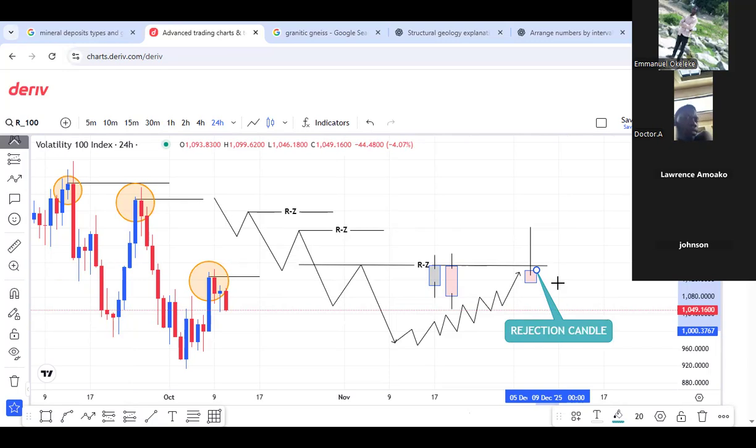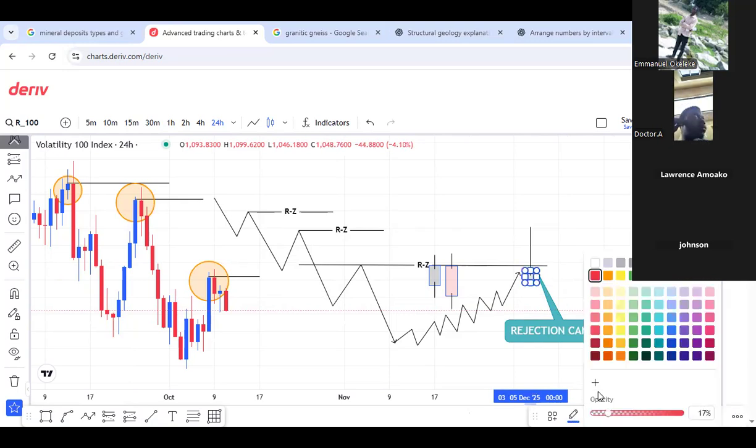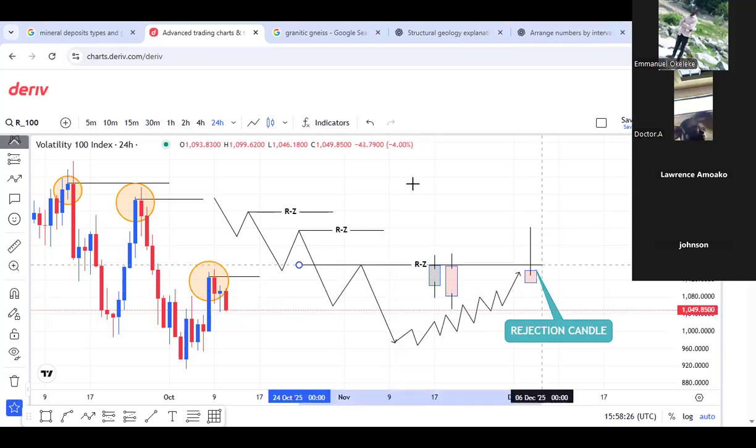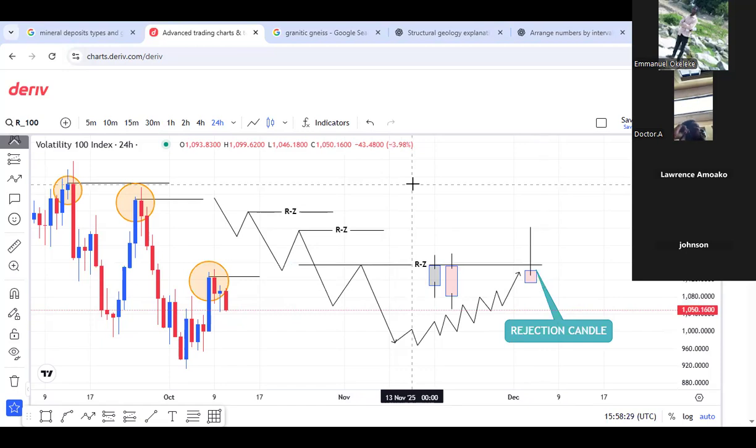Irrespective of the candle's color, be it blue, be it black, or any color, be it a buy rejection candle or a sell rejection candle, the only thing we are considering is where the body of the candle is. It is below our zone. The wick is up. So that is a rejection candle.